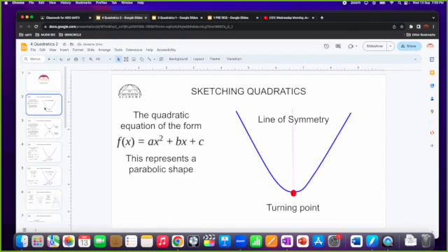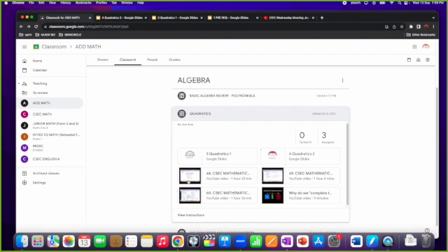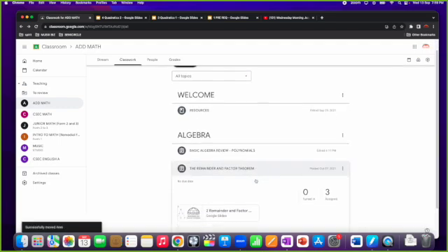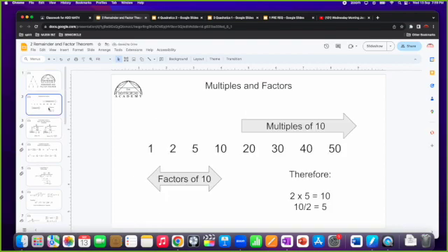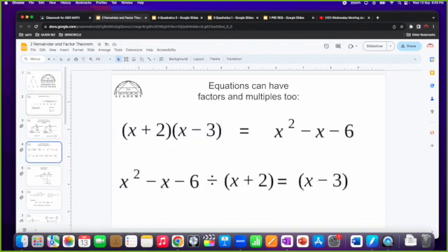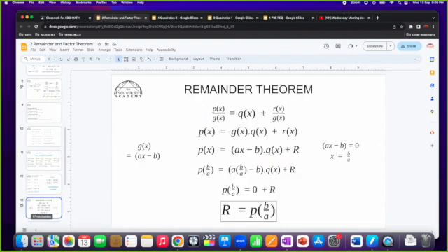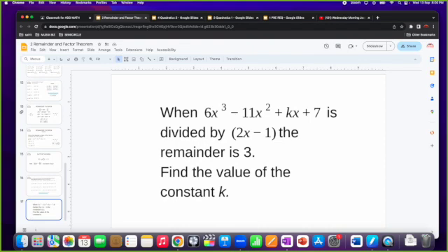So quadratics is one of the first things we're going to do, but before we do quadratics, we're going to do something called the remainder and factor theorem. So this might be our third class. And this is what the remainder and factor theorem looks like. As you can see, it's a lot of algebra. It's just algebra. Algebra, algebra, more algebra.